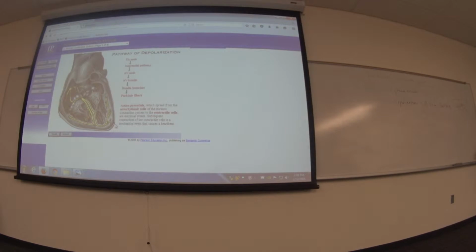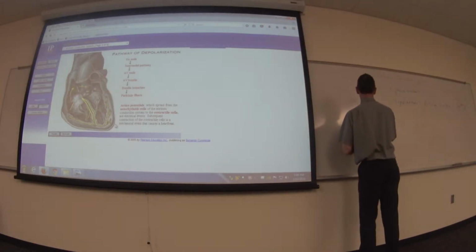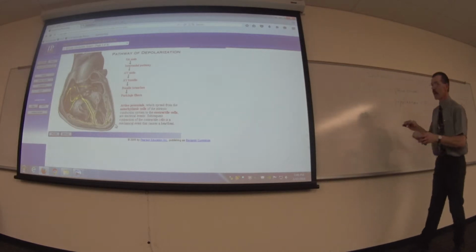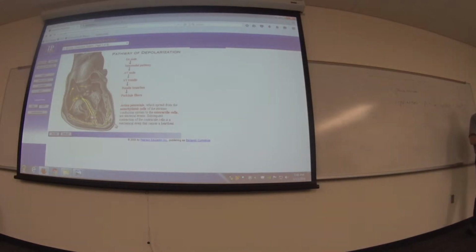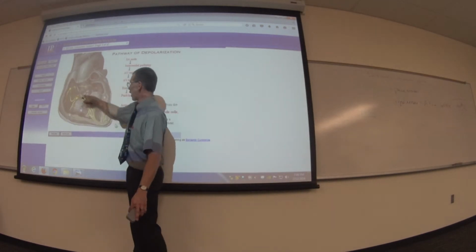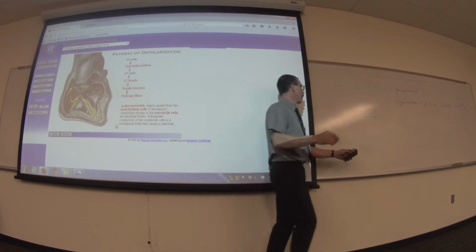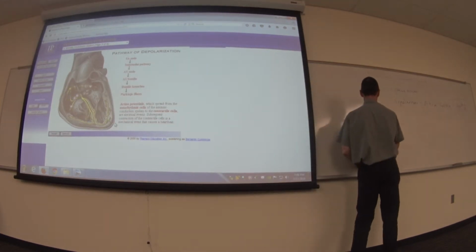All right, let's go to the next node. But before we do that, we need to have a delay. So there's a delay, and then the next node fires. So here's my SA, here's a delay, and then this one. So which one's that one? That's the AV node. So number 2 is the AV node.